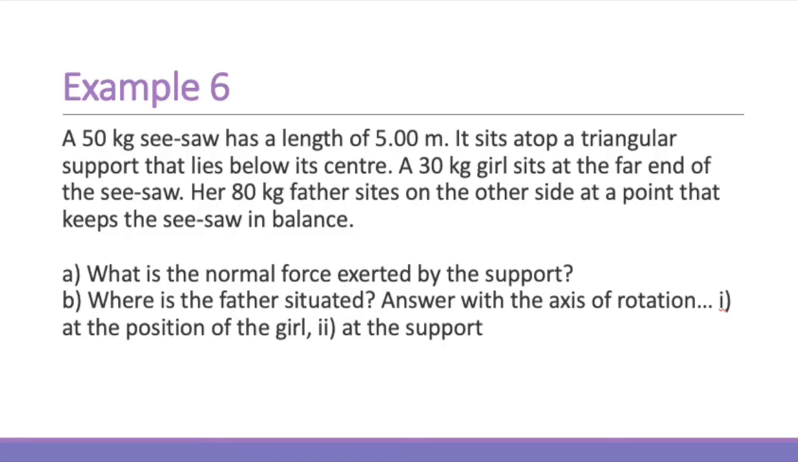Example 6. A 50 kilogram seesaw has a length of 5 meters. It sits atop a triangular support that lies below its center. A 30 kilogram girl sits at the far end of the seesaw. Her 80 kilogram father sits on the other side at a point that keeps the seesaw in balance.